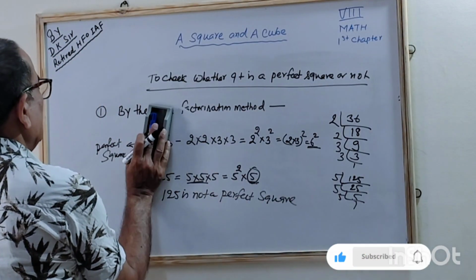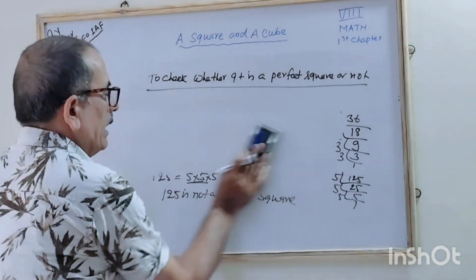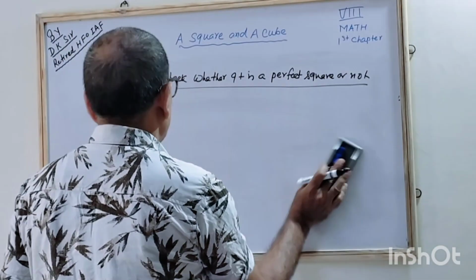Next, we'll see the third procedure to find whether it is a perfect square or not.